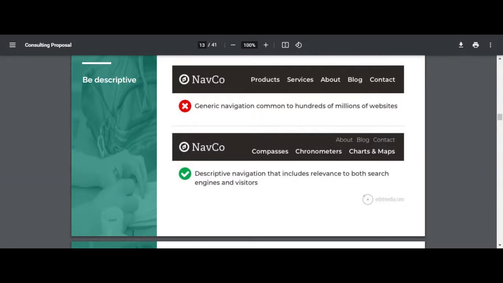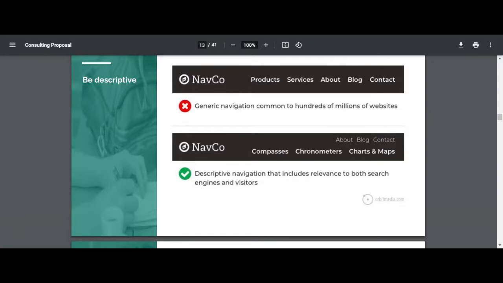But we don't know how many products they have. So that's maybe the challenge. But if they primarily have compasses, chronometers, and charts and maps, then why not just list these things on your navigation? You avoid a click, you give more visual sense, and you also show what you sell, right? And then you have your about, blog, and contact almost as a secondary navigation. So you're using descriptions of what it is that you sell. And that includes relevance to both search engine and visitor.